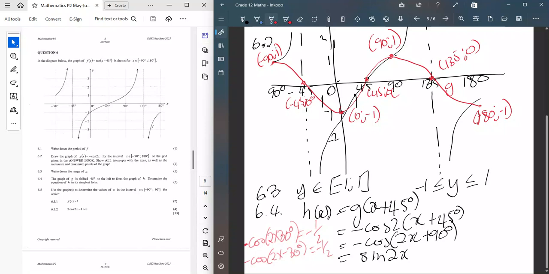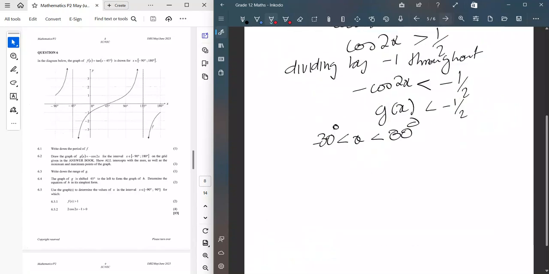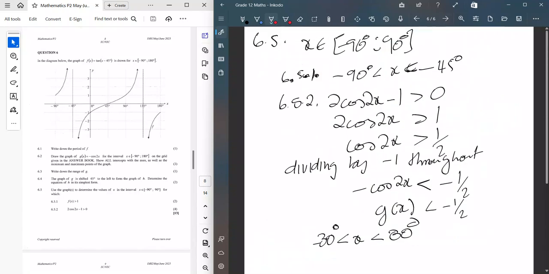Now you have answered the question. The question said it must be lower than negative half. And indeed, this region is lower than negative half. So we are done with this question. And of course, we're done before the 41st minute.